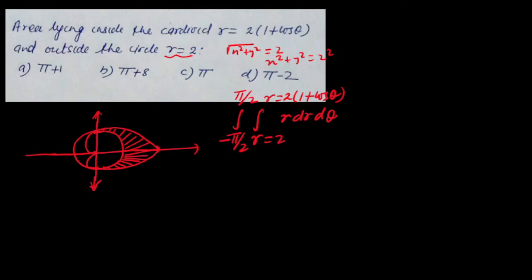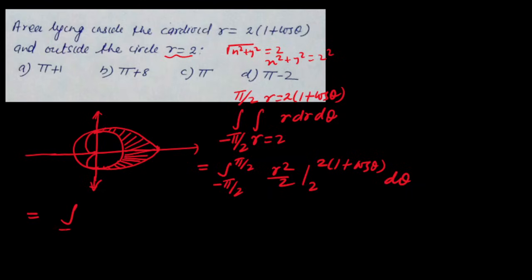I hope you understand that theta is measured in anti-clockwise direction. So if I am moving from this point to that point, I am starting at theta is equal to minus pi by 2. So how to solve it? Limit of theta is minus pi by 2 to pi by 2. I will get r square by 2, limit of r is 2 to 2 into 1 plus cos theta d theta.